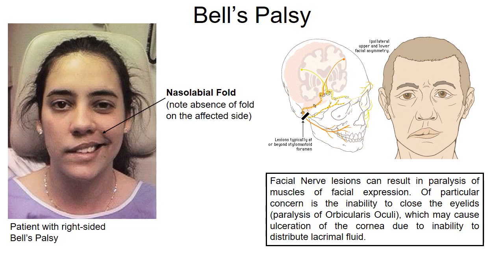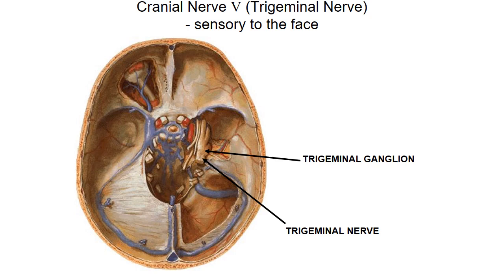Okay, and yeah, I already pointed that out. Nasolabial fold on the other side is absent. Okay, so that's the facial nerve, which is motor of the muscles of facial expression. Now let's talk about sensory innervation of the face. Okay, and that's going to be cranial nerve 5, or the trigeminal nerve. Okay, again, we always use Roman numerals with cranial nerves.